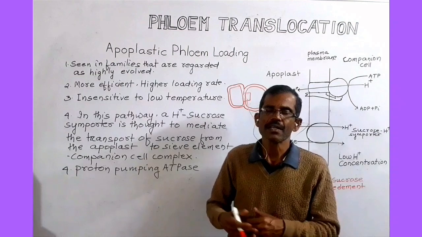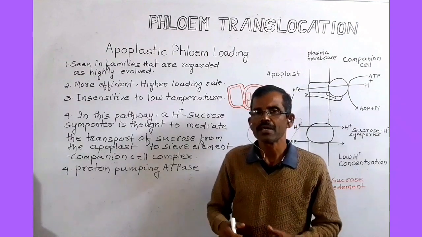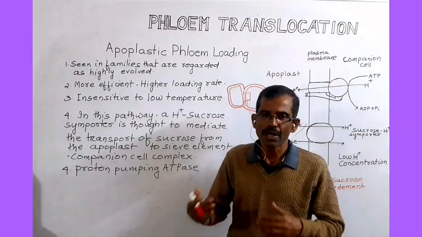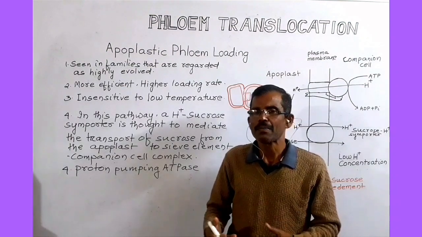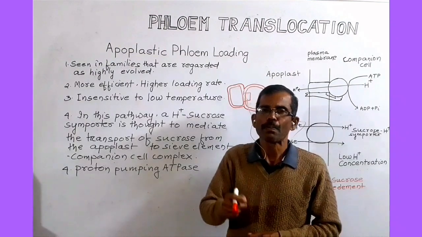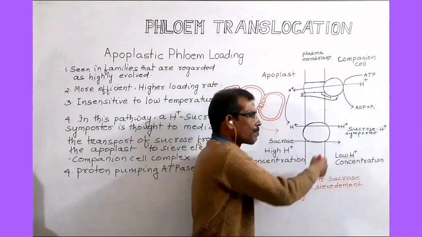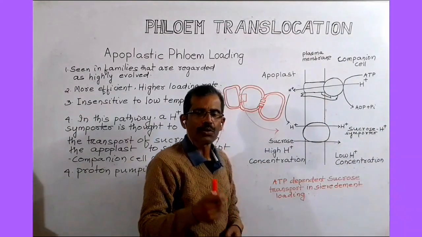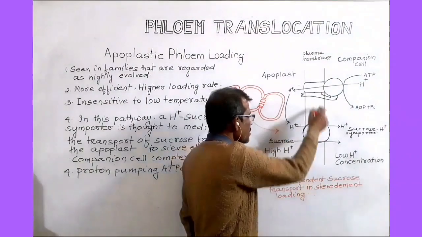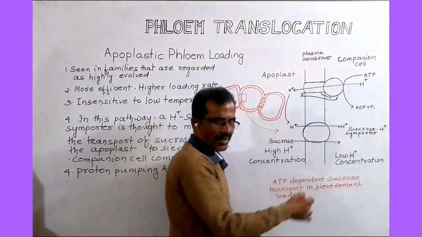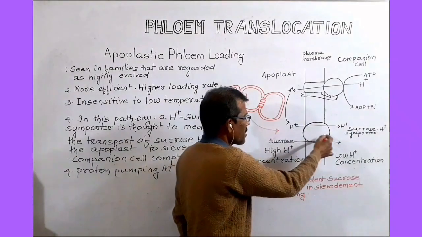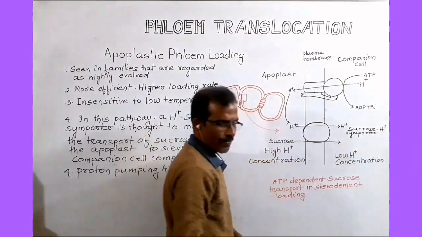It is a secondary active transport that is energy dependent, and the energy comes from a proton gradient which is established due to the pumping of protons by H plus pumping ATPase. This figure explains the ATP dependent sucrose transport in sieve element loading. This is the cell membrane of the companion cell. This is the proton pumping ATPase, and this is the sucrose H plus importer.